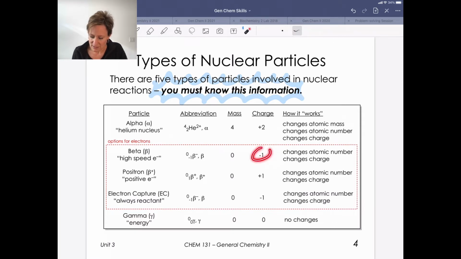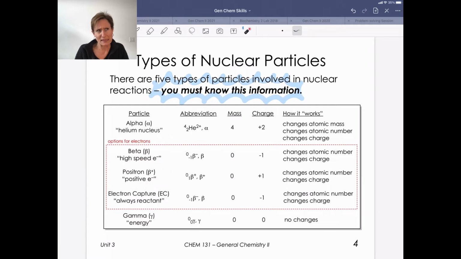Because this is going to change charge, and we're going to see that down here, this is going to be an important piece to have us see that it changes the atomic number as well. So this is, again, the formalism. You want to know that that's how you write a beta particle, okay?